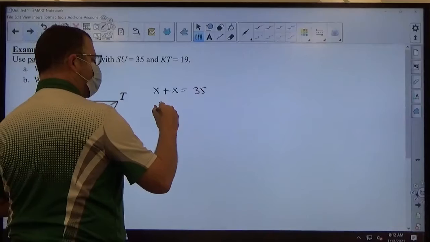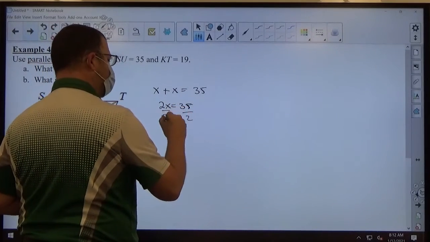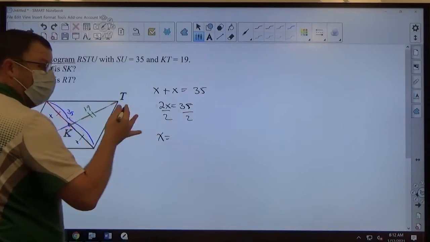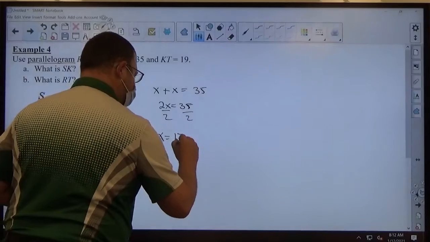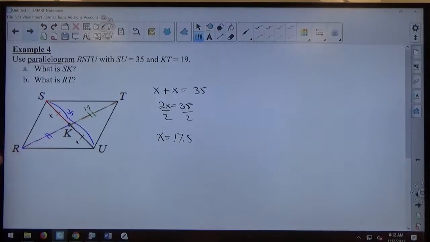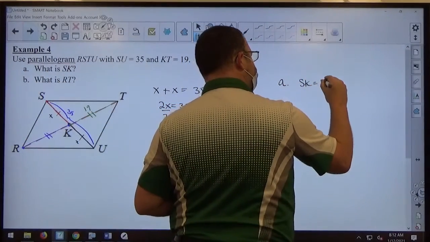And if I add those together, of course, 2x equals 35, which means divide by 2, divide by 2. X is going to equal 35 halves, which is maybe 17.5 would be more pleasant for you. Decimal answers are perfectly fine in these problems. So SK is X, and X equals 17.5. So for part A, SK is equal to 17.5.